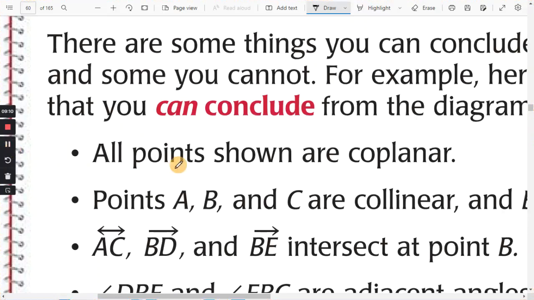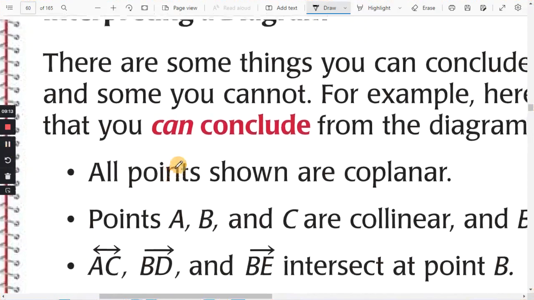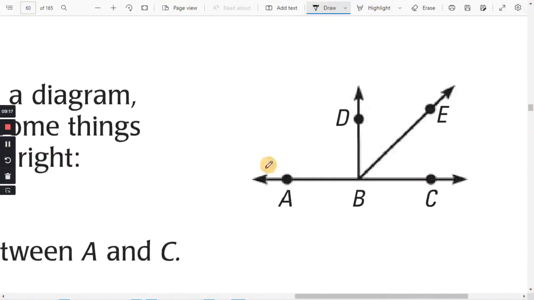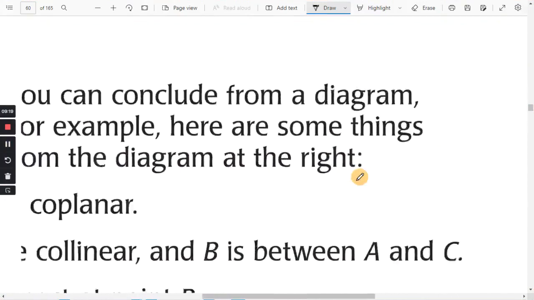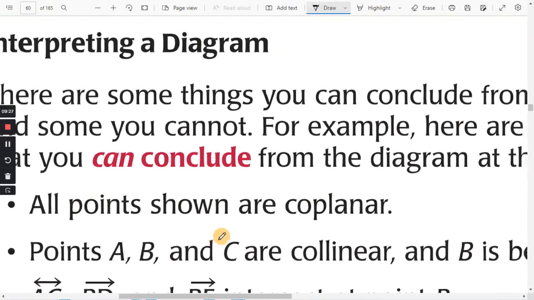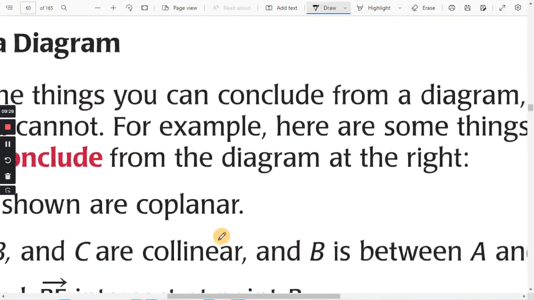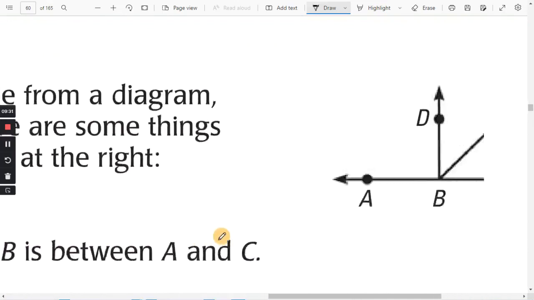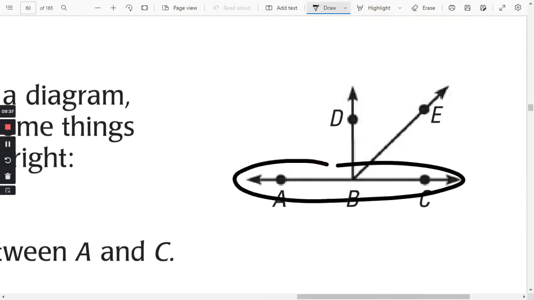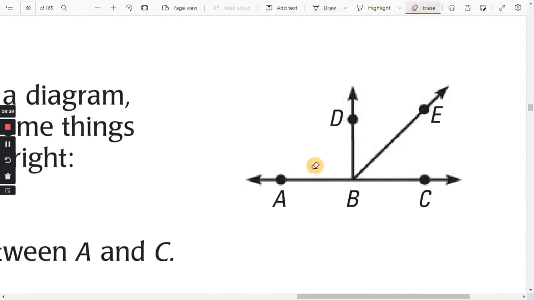All right, so this last part, it's just about what you can conclude from a diagram. Okay, so just looking at this diagram here, you can assume that all points shown are coplanar. Okay, that just means they're in the same plane. Points A, B, and C are collinear, and B is between A and C. So you can assume that A, B, and C are all on the same line just by looking at it.